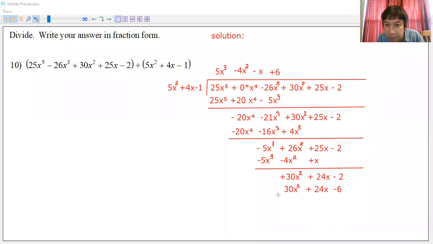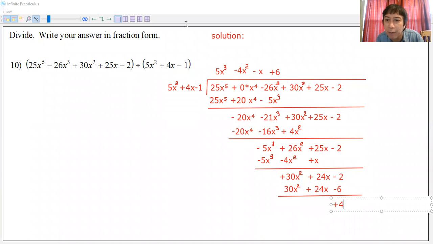And it looks like our final subtraction, because our difference here will now be just a number which will be lesser than the degree of the divisor. And so what we have here is plus 4. It's -2 minus -6, so the 6 becomes plus, and you have a -2. So that's a plus 4.